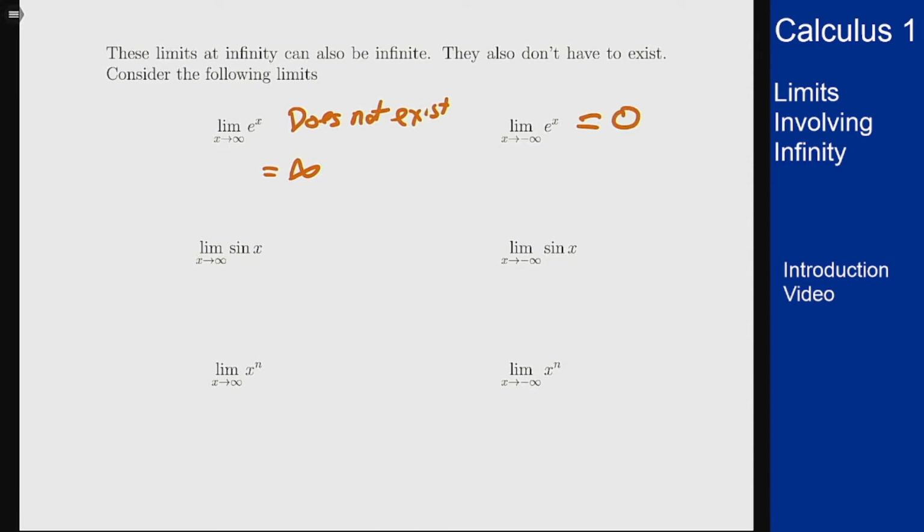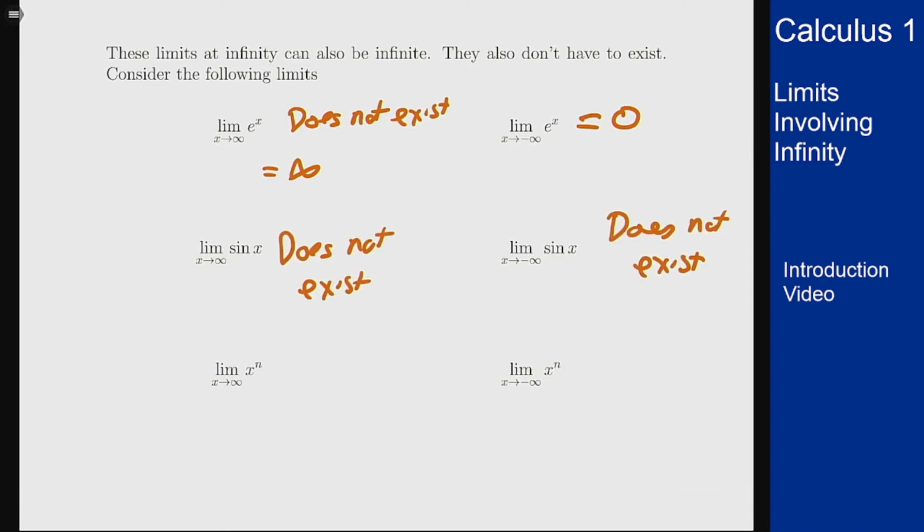What about sine of x? Well, in both cases, sine of x keeps oscillating up and down forever. So there's never any single number that it approaches as x goes to infinity. It's not like it's pinching in or expanding out anywhere. So these both do not exist.